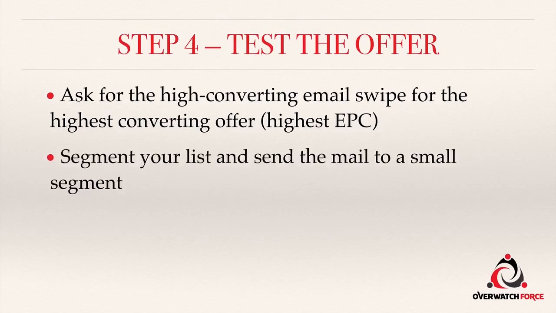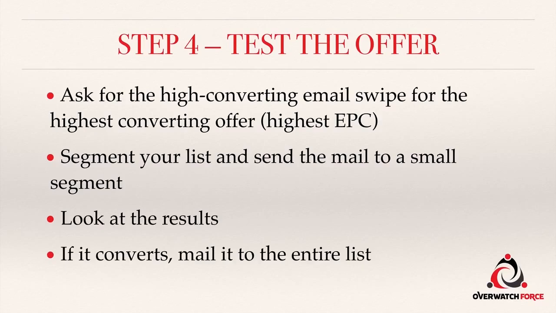Then you want to segment your list and send the email to a small segment. Okay. So if you have 50,000 people on your list, do not send it to 50,000 people. Send it to 5,000 and then go look at the results. That way, if it blows up in your face, you haven't sent it to all the other 45,000 people. Okay. Only 5,000 people saw it. Look at the results. If it converts, well, mail it to the entire list. It really is that simple.